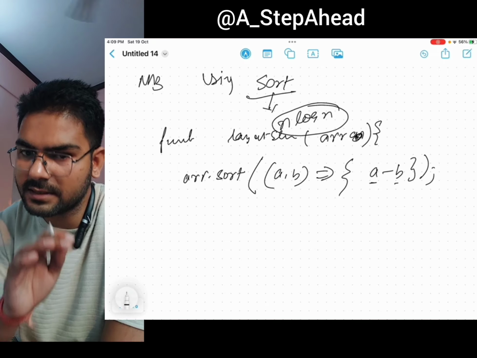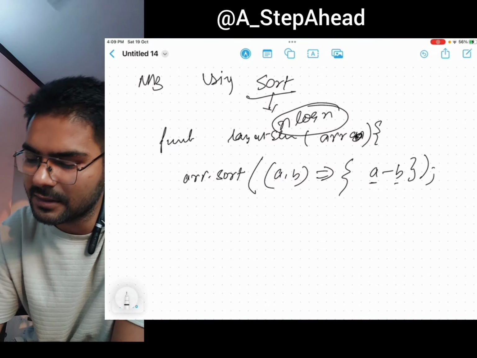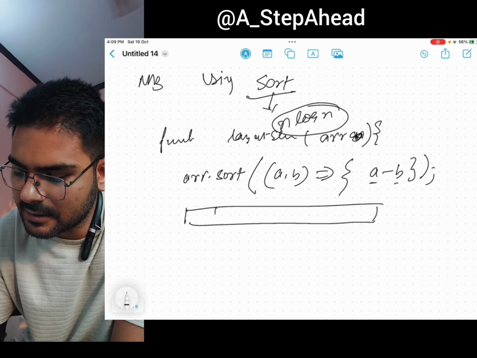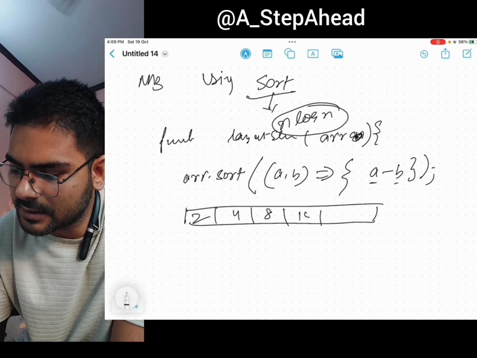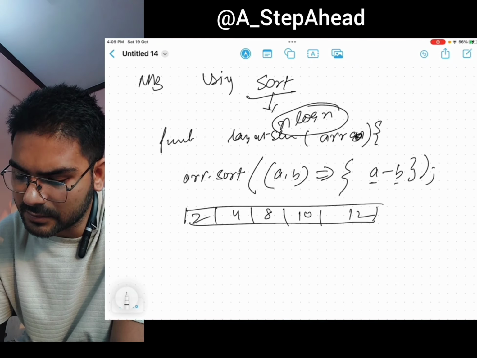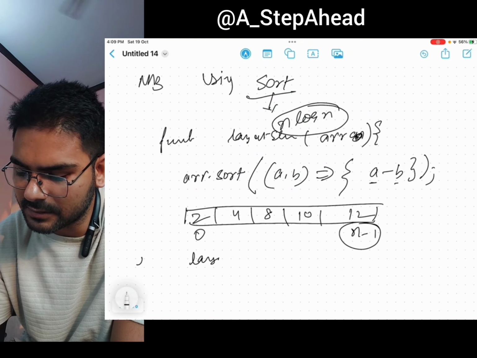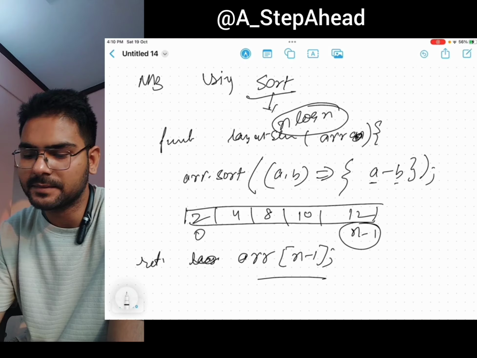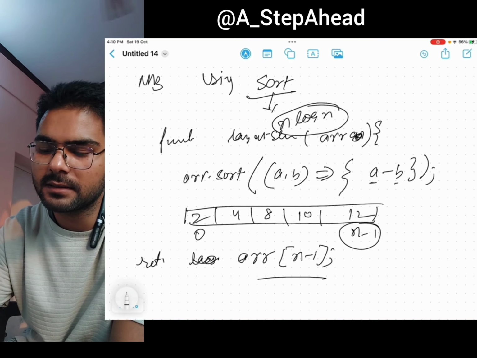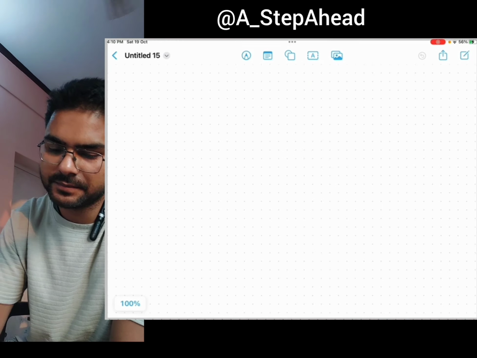Now if the array is sorted in ascending order, which will be the largest element? The last element. For example, if it was 2, 4, 8, arranged like this, and this goes from 0 to n minus 1. So what is the largest element? The largest element returned will be array of n minus 1. That's it. Very simple sorting, but yeah, it takes time complexity of n log n. So this was the third method.